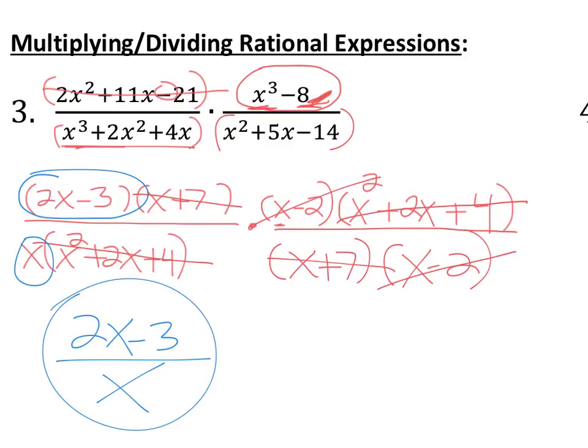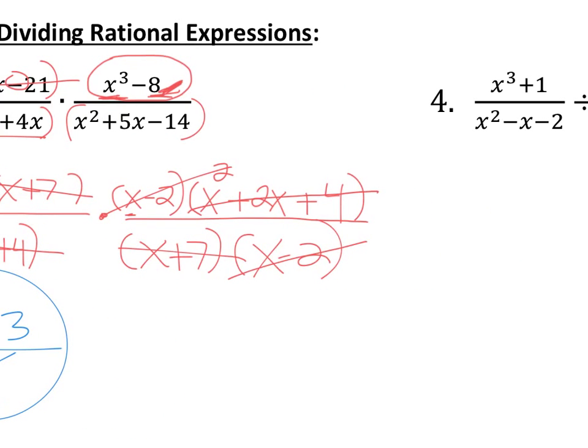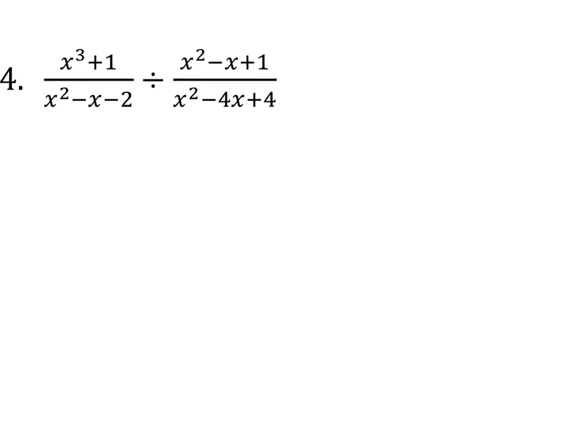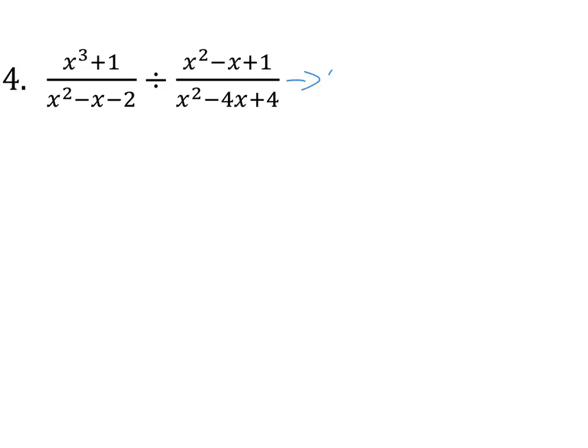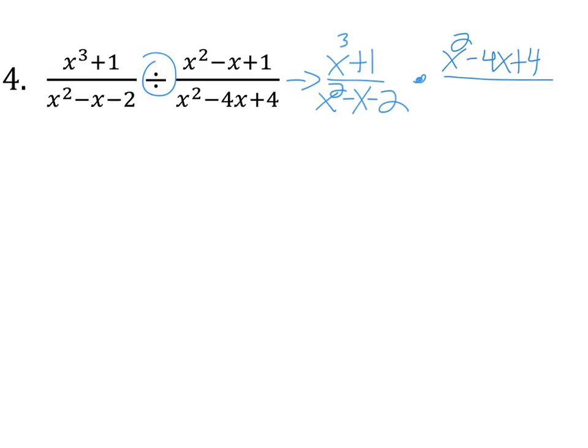Okay, let's move over to number 4. Number 4 is division. So the first thing I'm going to do, remember, is keep, change, flip. I keep the first fraction the same, x cubed plus 1 over x squared minus x minus 2. I change the division to multiplication, and then the second fraction, I flip. So that becomes x squared minus 4x plus 4 over x squared minus x plus 1.